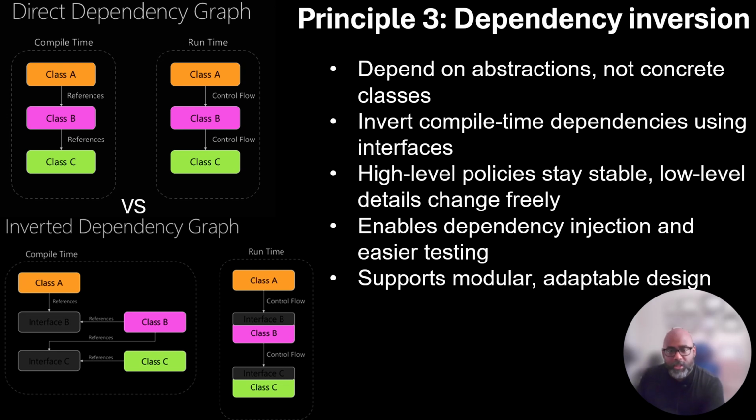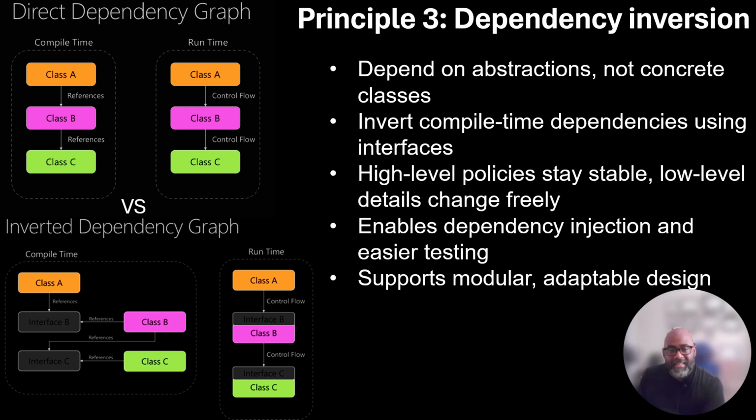The dependency inversion principle solves this by introducing abstractions, which are usually made in the form of interfaces, and these sit between the higher level and lower level classes. So instead of class A depending directly on class B, class A depends on an interface, and class B agrees to implement that interface. At compile time, the dependency flows towards the abstraction, not the implementation. At runtime, the behavior is the same. A still calls B, and B may still call C, but the compile time structure is inverted.